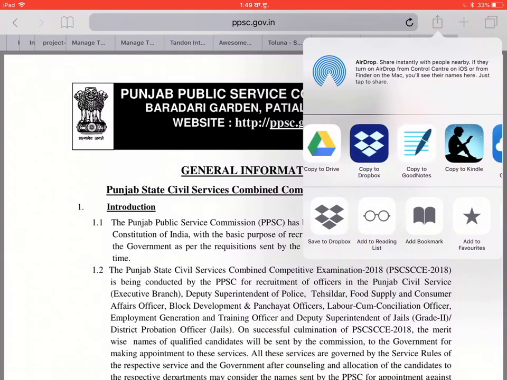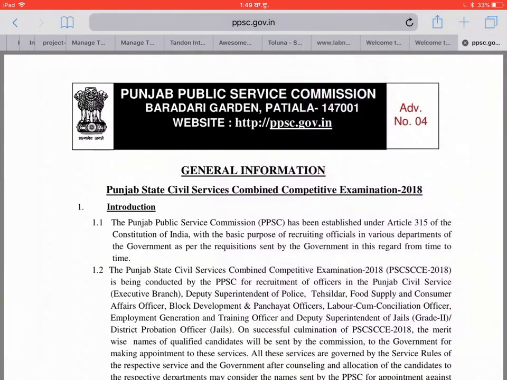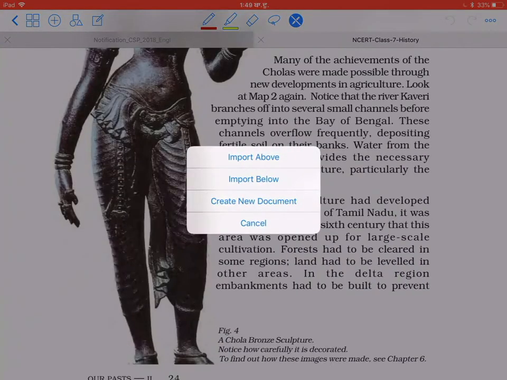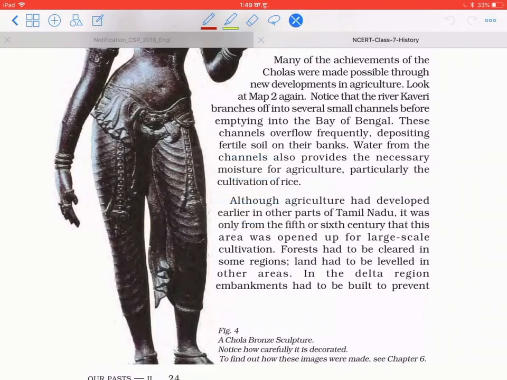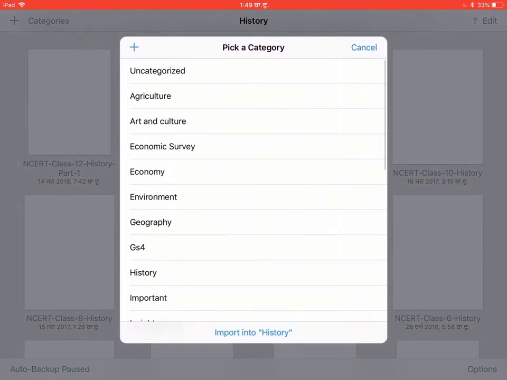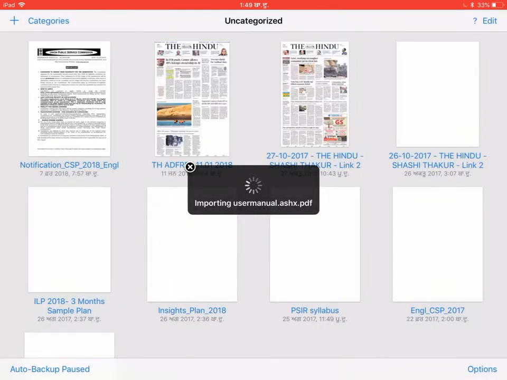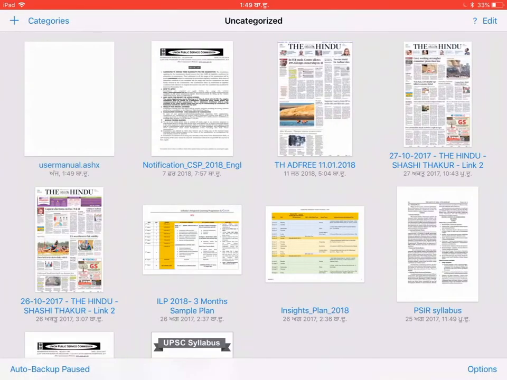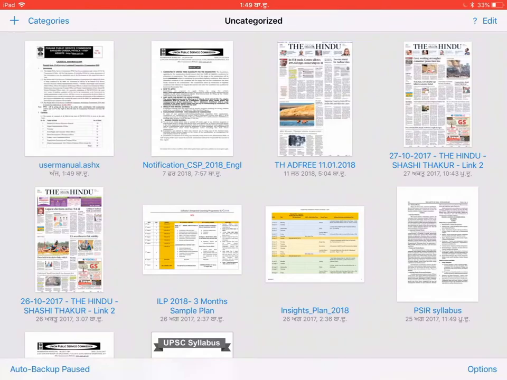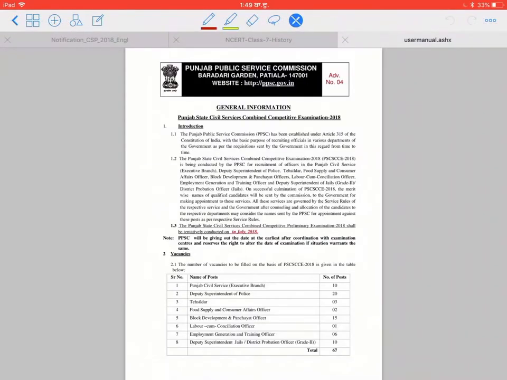so that we can have a clear overview about this. So I'm copying this to GoodNotes. If you also have an iPad, you can also download this app. It basically costs around 600 to 700 something, but yes, it's worth it, and I think you should buy it. So I'm adding it in the uncategorized section.